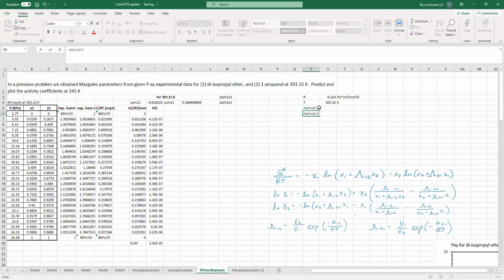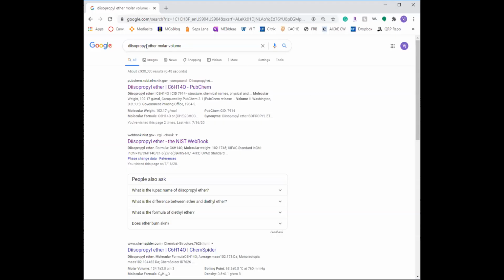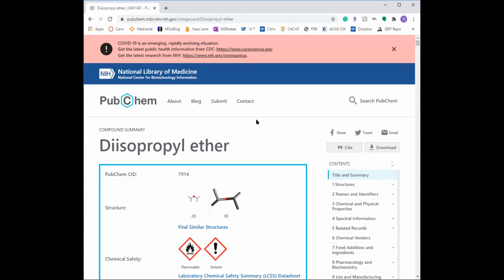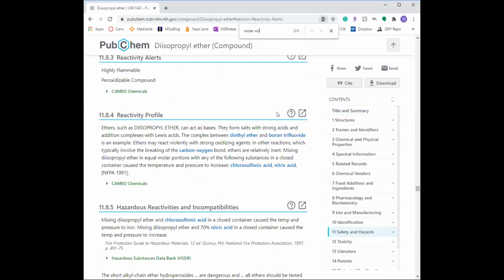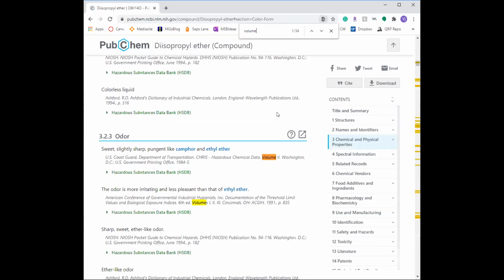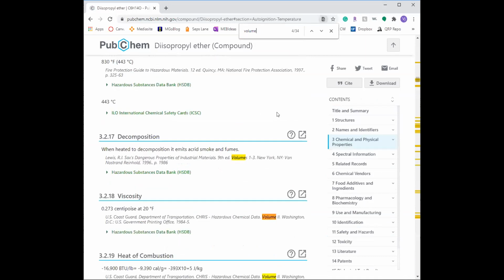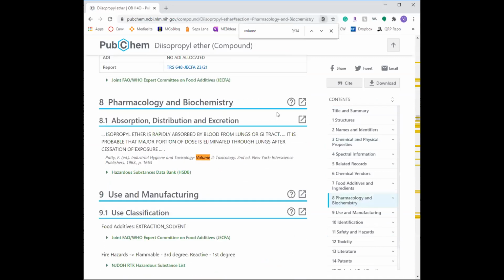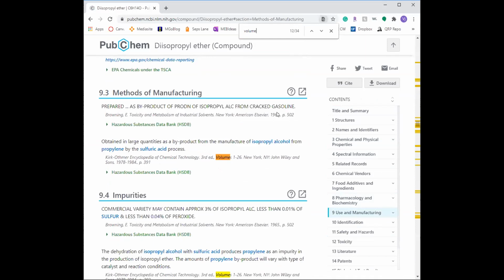All right, so now I'm going to internet search to find what the molar volumes are. All right, so I've Google searched diisopropyl ether molar volume, and let's see if PubChem has anything. PubChem has a lot of information. Let's see if it has anything on volume. So I'm going to Control F on this page. Molar volume. Molar volume doesn't strike anything. How about volume? Let's see. I'm not seeing anything. Sometimes a website won't have it.